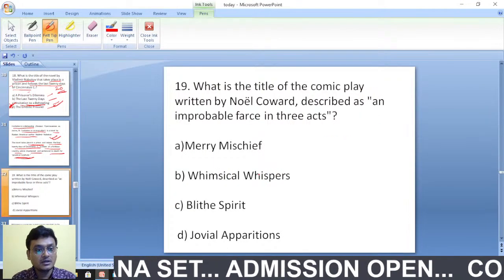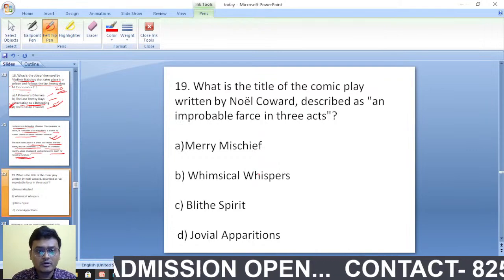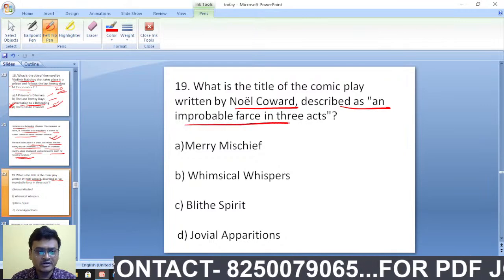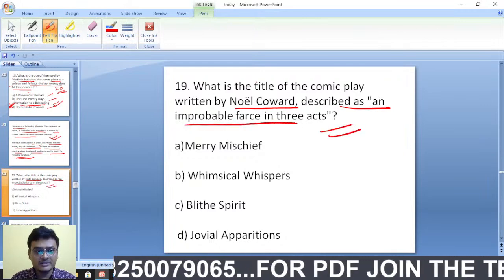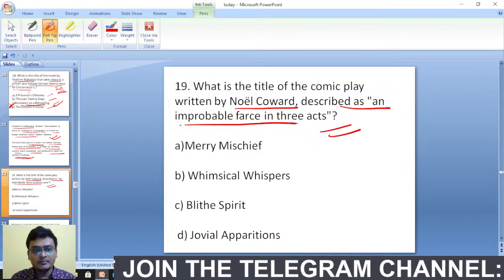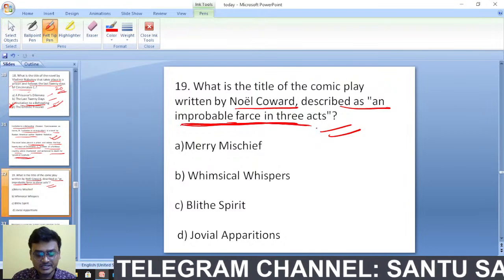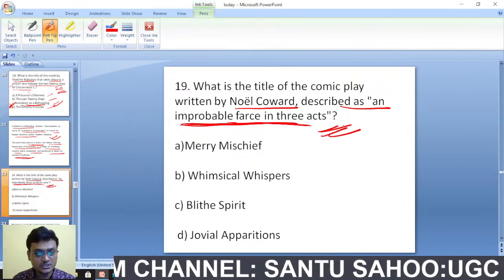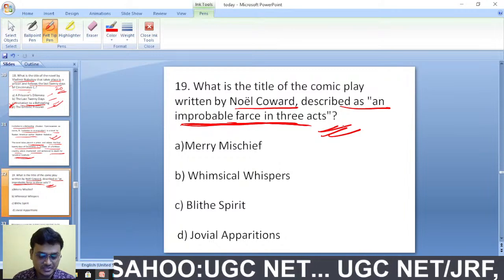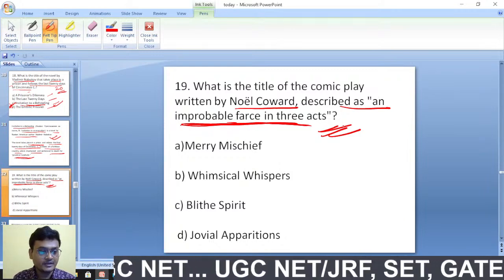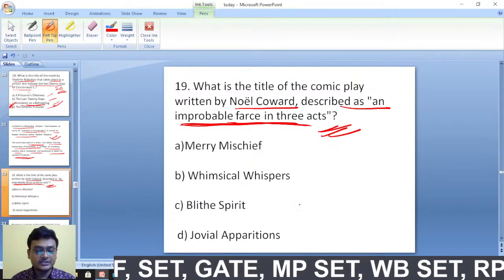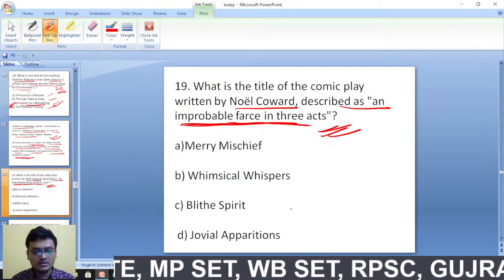What is the title of the comic play written by Noel Coward, described as an improbable farce in 3 acts? Merry Mischief, Whimsical Whispers, Blithe Spirit, Jovial Apparitions. Noel Coward's other famous works are Private Lives and Hay Fever.